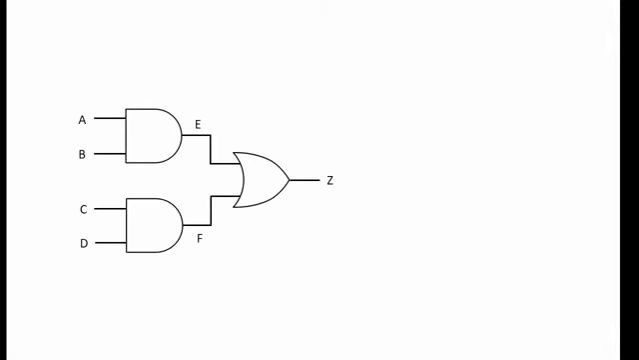In this example, we have 4 inputs. That means we're going to need 2 to the power 4, that's 16 combinations of inputs, and therefore 16 rows in the truth table. Perhaps you'd like to give this one a go yourself. I'll show you the solution in a moment.